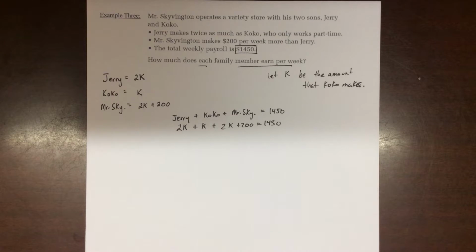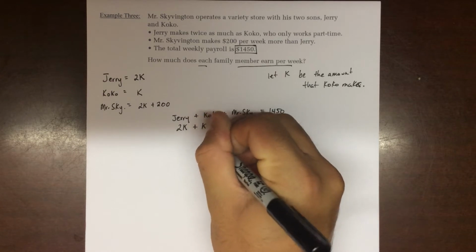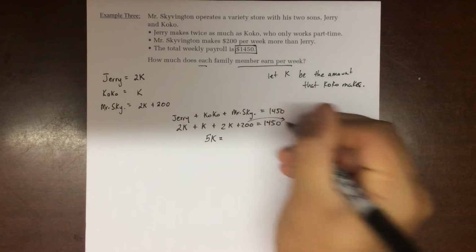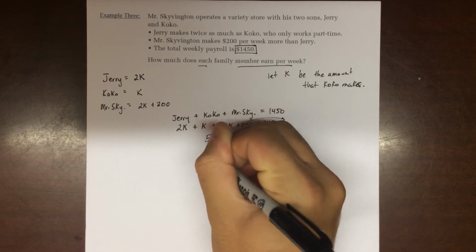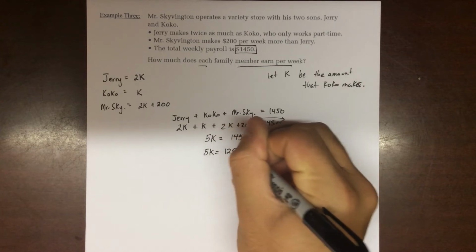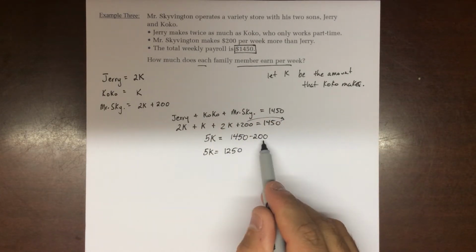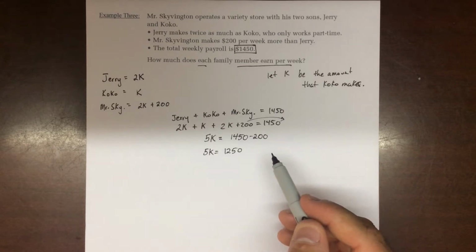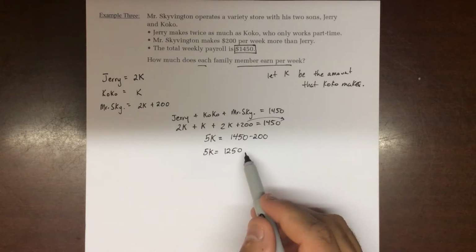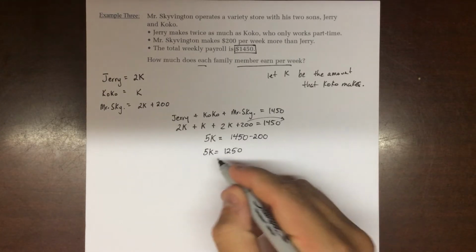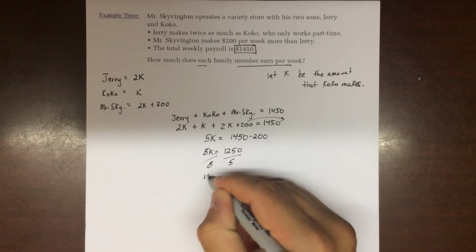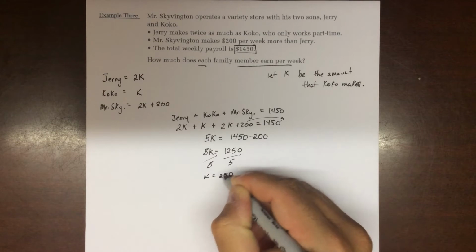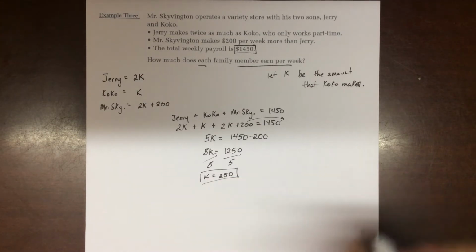Now, I solve this like I would solve any other algebraic expression. Collect my like terms. Like so. $1,450 minus 200 is 1,250. 5K equals 1,250, and again, how do we isolate for K? We divide by 5. I'm left with K equals 250.